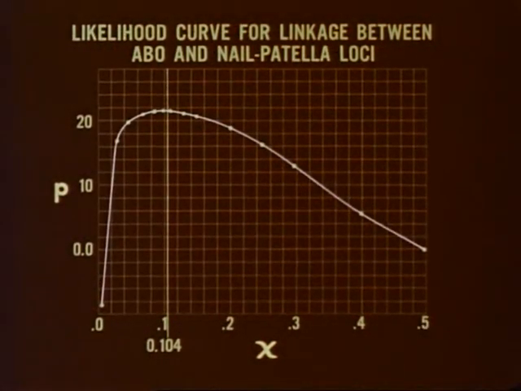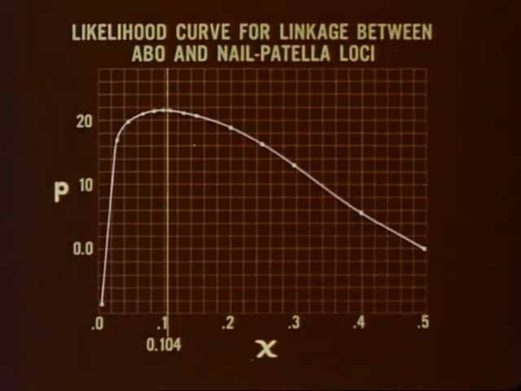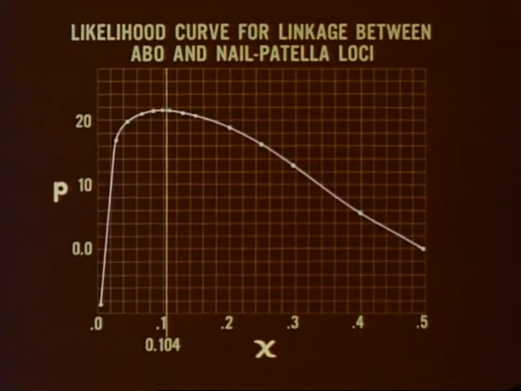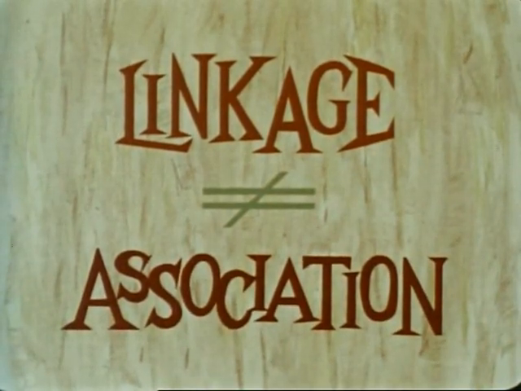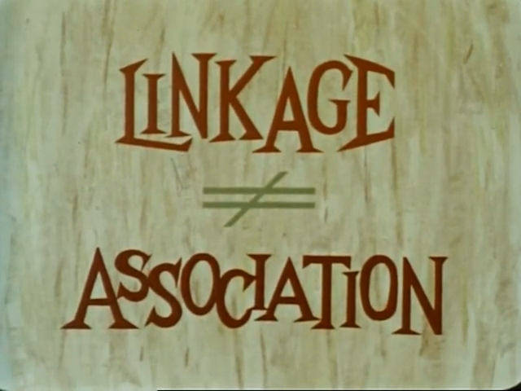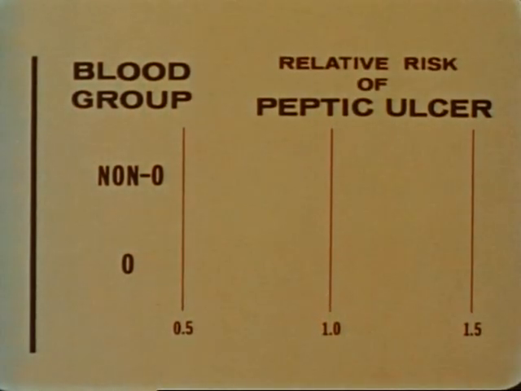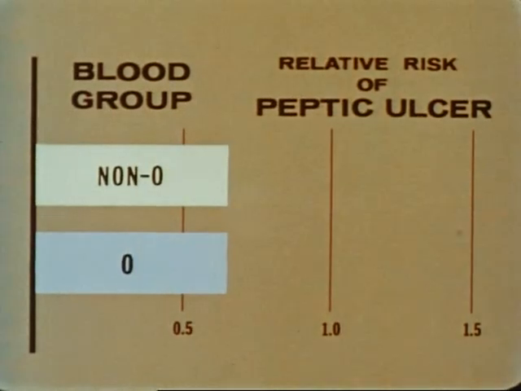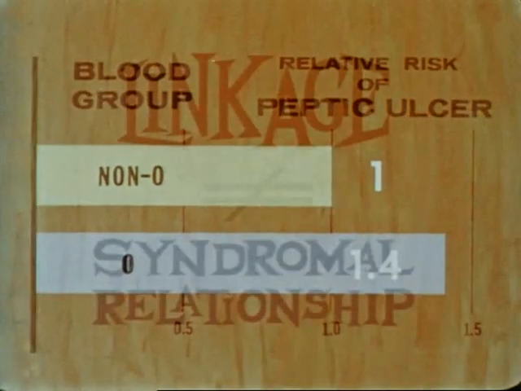It can provide points for curves, such as this, derived from a group of families in which linkage of the Nail-Patella syndrome and the ABO blood groups was studied. Two important points. First, linkage is quite different from blood group and disease association. The association between blood group O and peptic ulcer has its basis in some physiologic peculiarity of the type O person and not in the location of genes in the same chromosome. Indeed, linkage produces no permanent association of traits in the population.